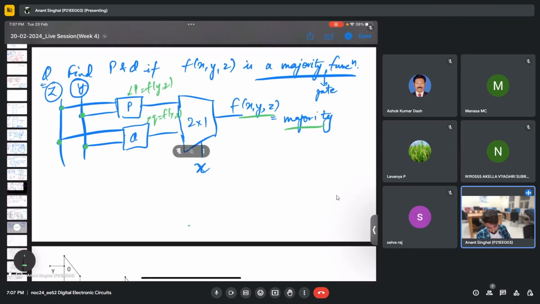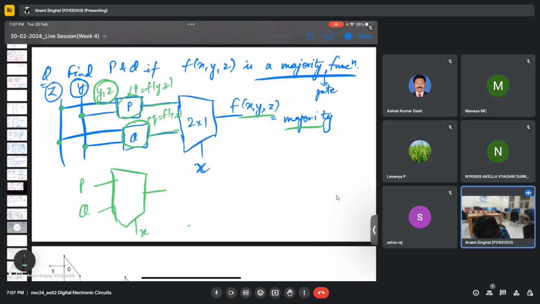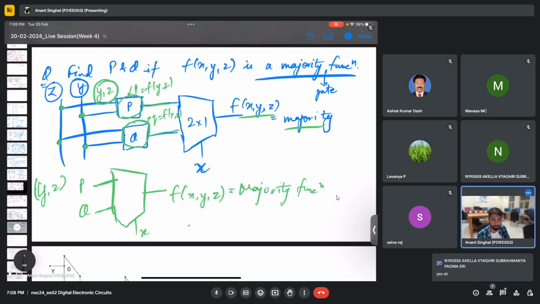Okay. So what I'm trying to say is you need to compute this P and Q in terms of Y and Z. You can use Y, Z as inputs if this is confusing. So let's say you can make this circuit. You can write directly P, Q. You can take X as the select line, and this is F, which is a function of X, Y, Z. You need to compute P, Q in terms of Y, Z so that this is a majority function. Is it clear now? Okay, fine. So let me know what P and Q you are getting. You can take 2-3 minutes now.